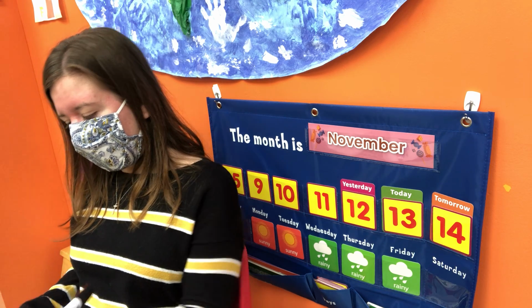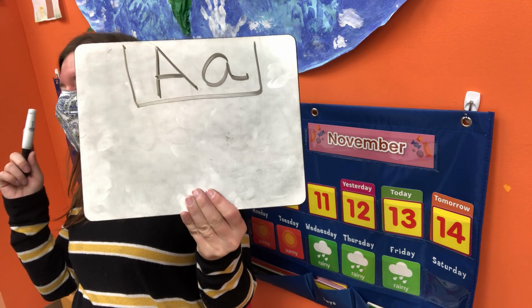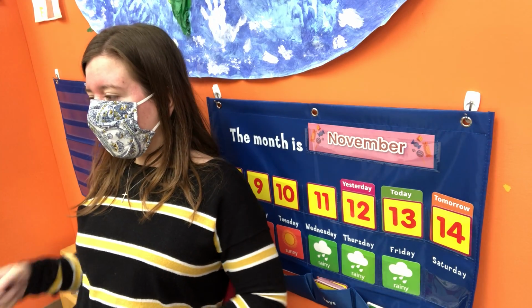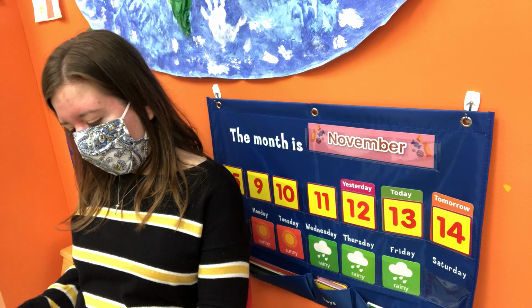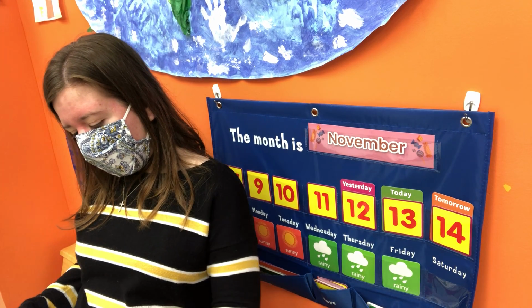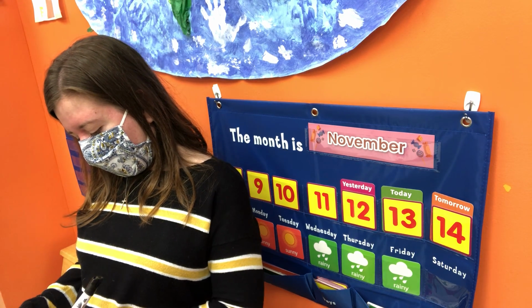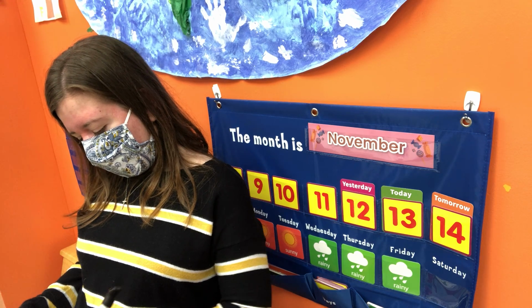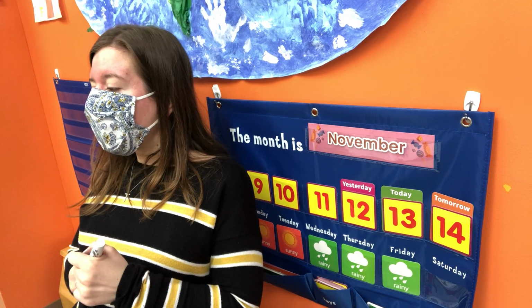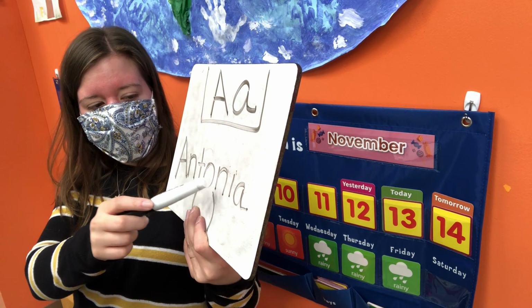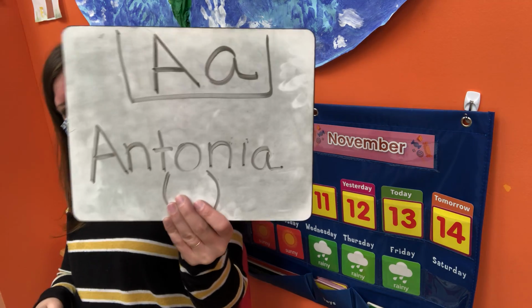Let's see over here. What letter? Quietly. Oh, A. Oh, nice. Okay, let's see over here. Cat. So let's count. 1, 2, 3, 4, 5, 6, 7.